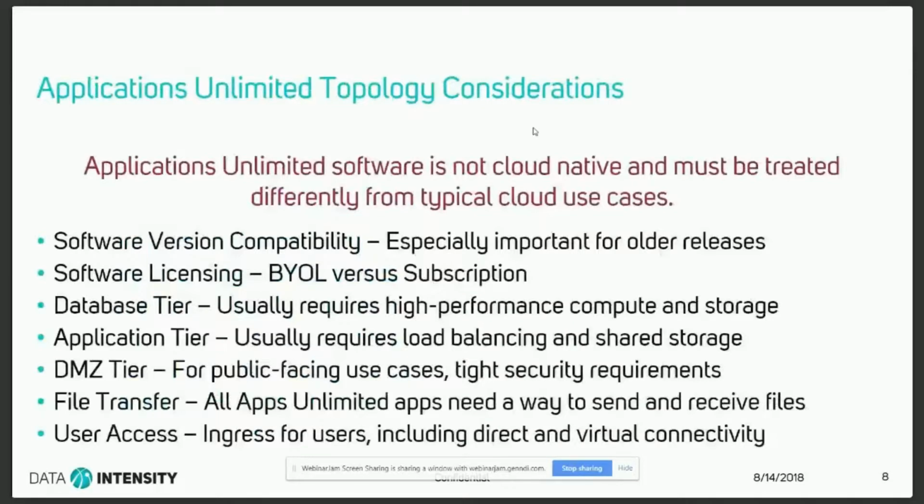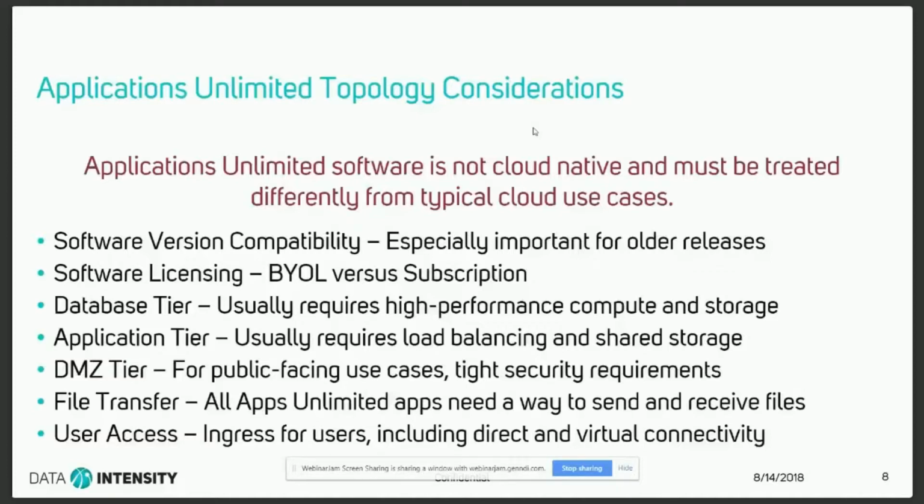From a topology perspective, all of these applications work very similarly. 3-tier architecture, web server, application server, database server, and then some level of shared services around them. The key thing to understand is that Applications Unlimited software is not cloud native and therefore has to be treated differently from your typical cloud use case. It used to be a few years ago that customers would ask me why they can't automatically get high availability when they get migrated into a public cloud platform. And so we've done a lot of education over the last few years to get them to understand why that's the case.